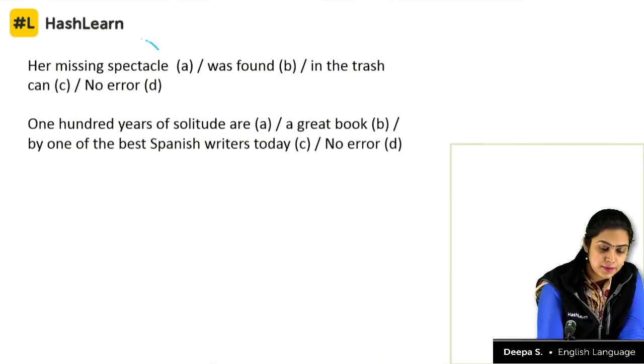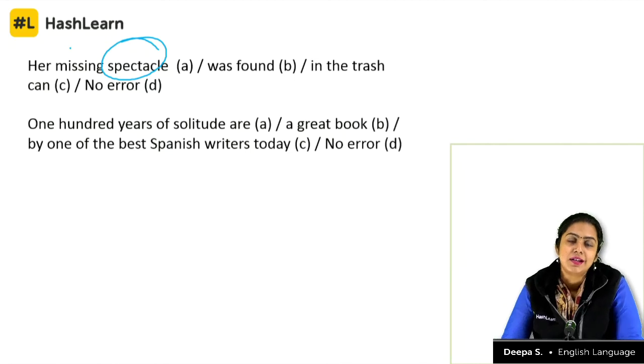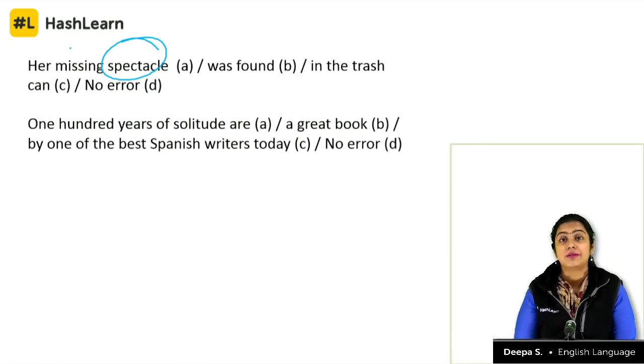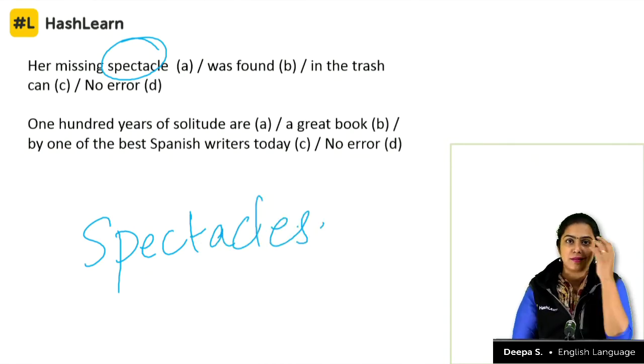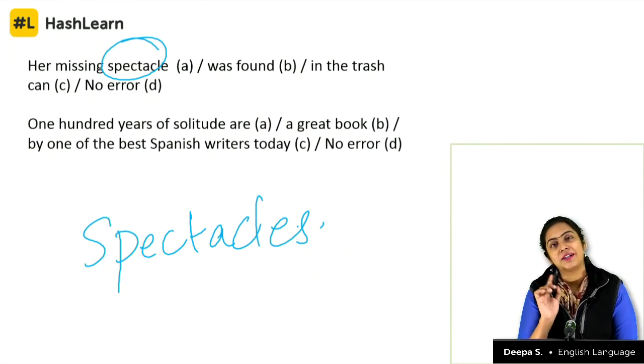Look at this. Her missing spectacle was found in the trash can. If you are talking about glasses that are worn on your nose bridge for better sight, then you're talking about spectacles. Why? Two lenses make it a spectacle. Make it spectacles.